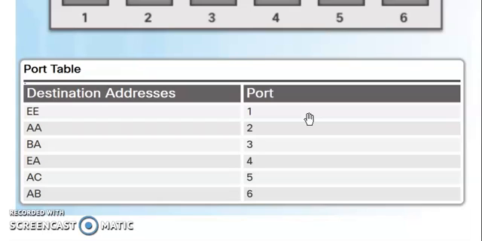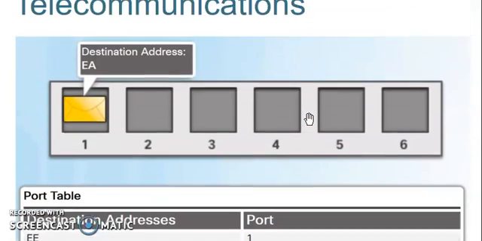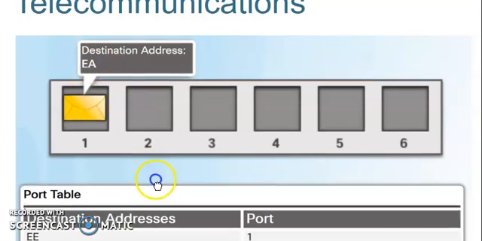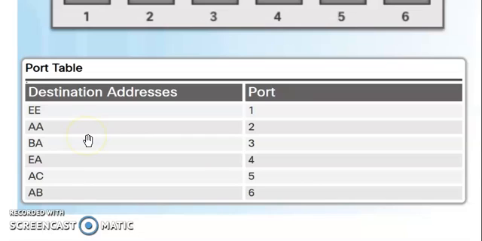When a LAN switch receives a frame from a device, immediately it will check the destination address in the port table. Say for example, now the switch is responsible to forward this frame to the destination. So through which port will it forward the frame? Here the destination address is represented as EA. Immediately the switch will open the port table and check where EA is. So EA is associated with port number 4.